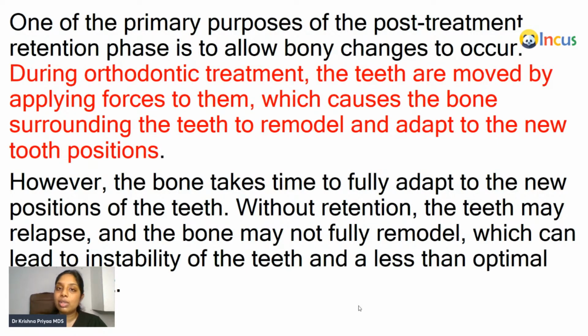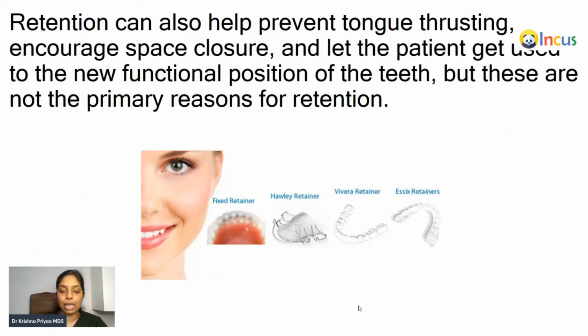So osteoclasts will be moving the bone away from the original position so that the tooth can be moved. Okay, and the osteoblasts will be in the place where we intend the tooth to be. They will form the bone there, which will prevent the movement of the tooth. So bone formation is very essential when it comes to retention and relapse.